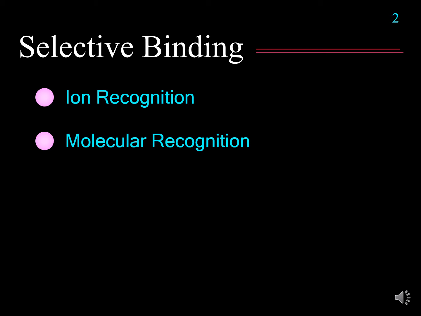Recognition means that the host molecules can recognize a specific guest ion or molecule to be trapped into it. The specific binding here normally results from the shape and size of the molecules, for example. Now I'm going to give you some examples of molecular recognition and how they construct a very huge system of molecules.